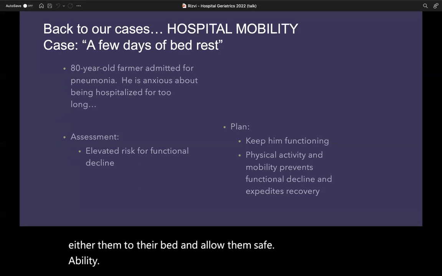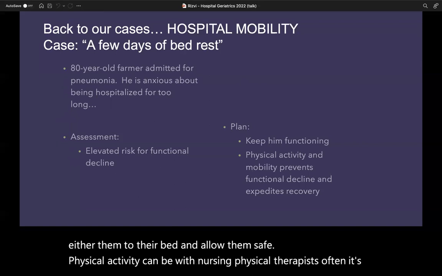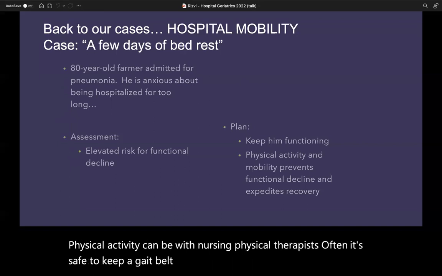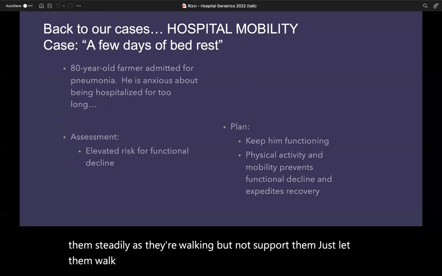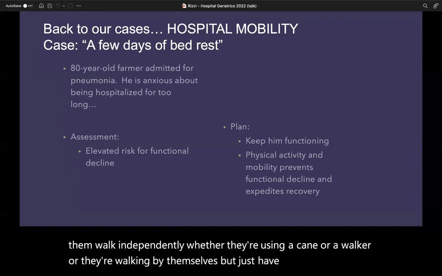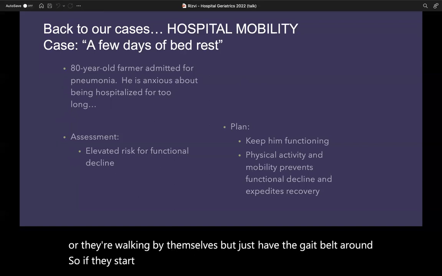Physical activity can be with nursing, physical therapists. Often it's safe to keep a gait belt around the patient so that you can hold them steadily as they're walking, but not support them. Just let them walk independently, whether they're using a cane or a walker or they're walking by themselves, but just have the gait belt around. So if they start to stumble or fall, then at least you have something to hold them by.